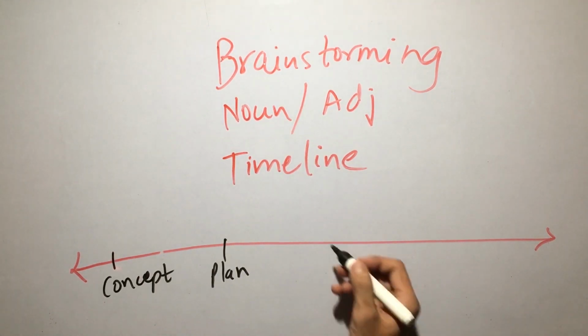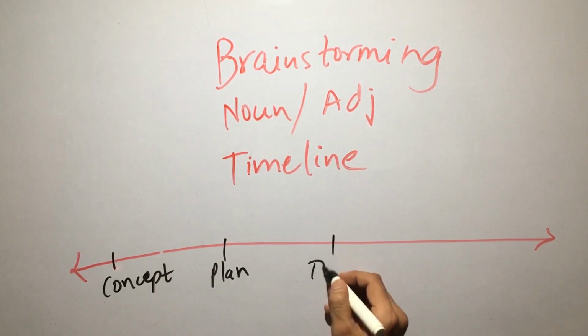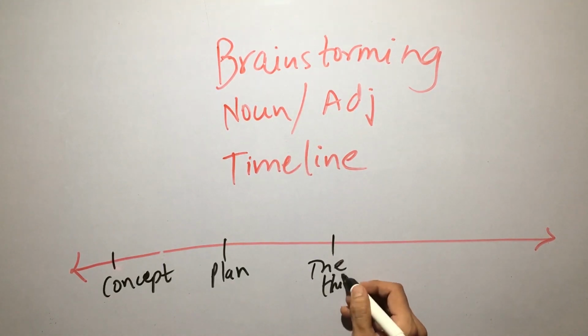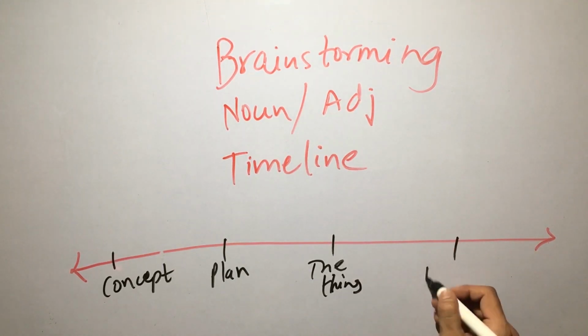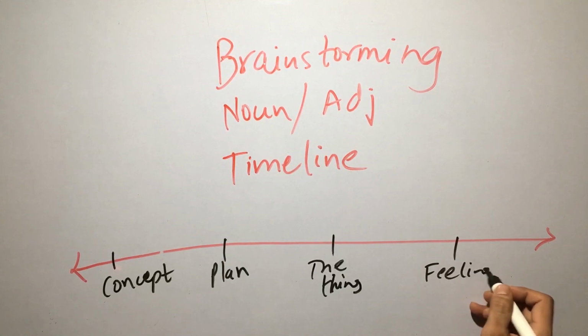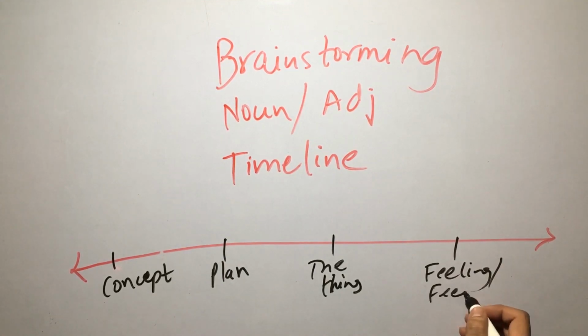The second one, don't worry, I'll explain everything, is called planning. The third one is called the thing. And the fourth one is called feelings, or your feedback.